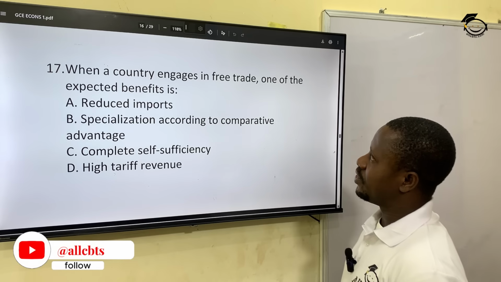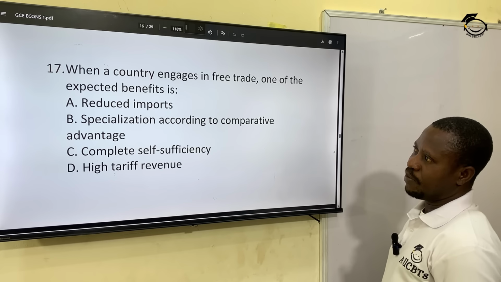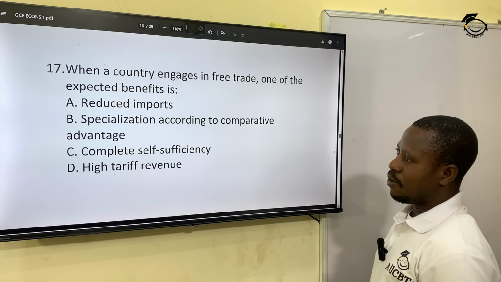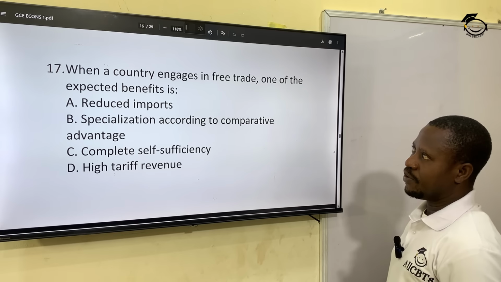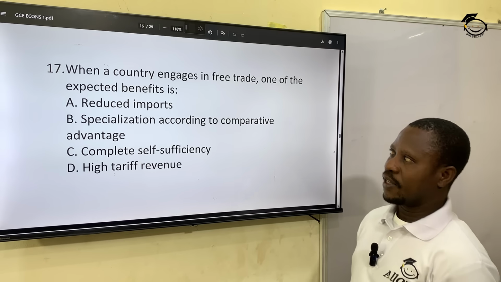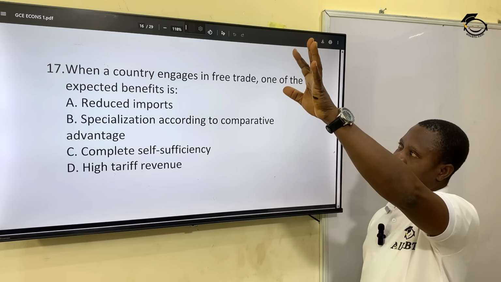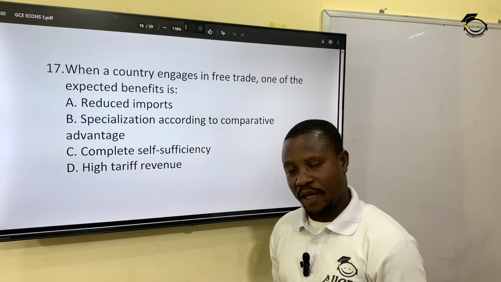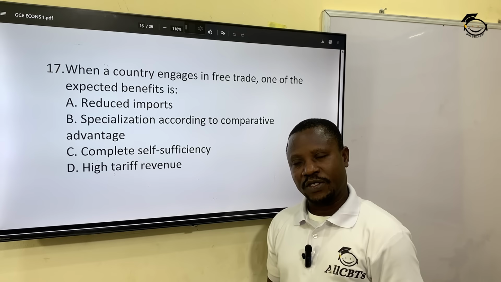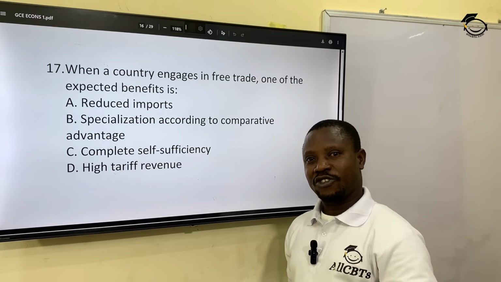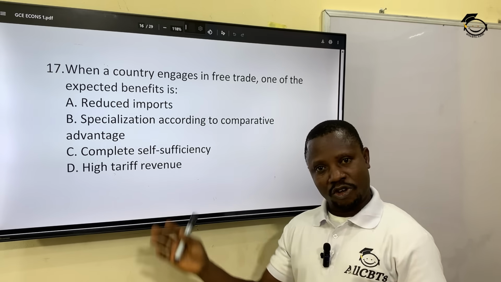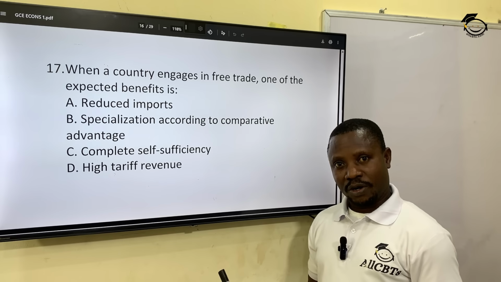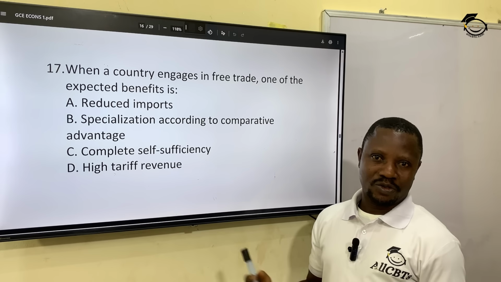When a country engages in free trade, one of the expected benefits is: reduced imports, specialization according to comparative advantage, complete self-sufficiency, or high tariff revenue. The answer here is... at the moment at Lekki side, we have what they call a free trade zone. And that is where Dangote built his refinery. I've not been there anyway, though it's not too far from my office. But people that have been there said there are so many Chinese companies and other countries' companies operating in that place. Being a free trade zone means they pay little or no tax to the government, because they have come to help government develop the area.